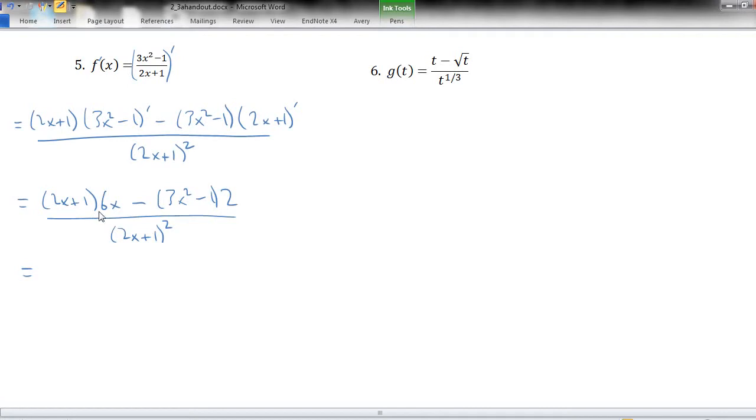All right, so now we're done taking derivatives. We just have to simplify the numerator. 2x times 6x is 12x squared, and then plus 6x. And then we've got negative 2 times 3x is negative 6x squared, and negative 2 times negative 1 is plus 2, all over our denominator here. And then combining, we have 12x squared minus 6x squared is 6x squared plus 6x plus 2.